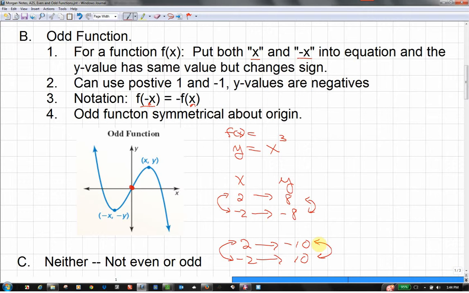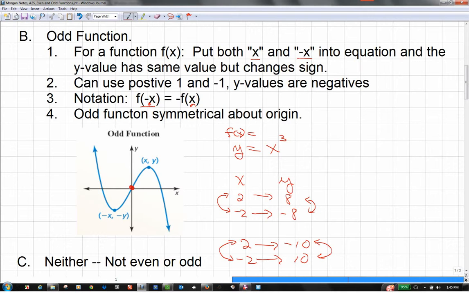Okay? The last situation would be if I got something out that wasn't either opposite sign, or the same value like in the first case where it was even. If none of that happened, then it would be neither. Okay, here would be an example of that.